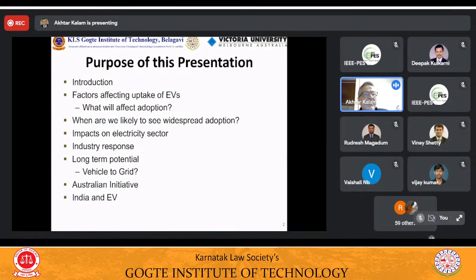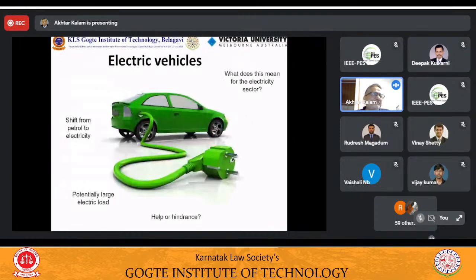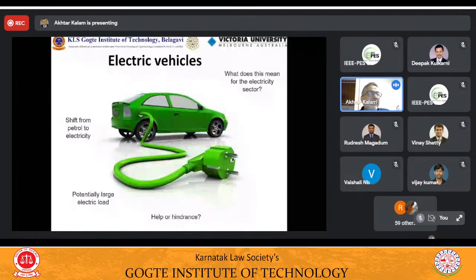Now, coming to the electric vehicle, what does this mean to the electricity sector? What we are going to see is a shift from petrol to electricity. In the past, we used to put petrol in that tank. Now we are going to use electricity. Naturally, this becomes a big electric load.